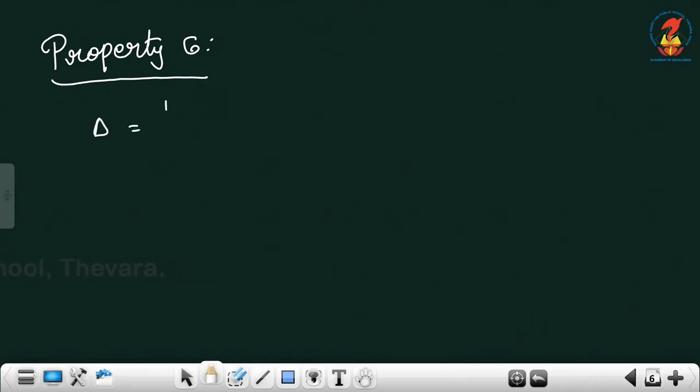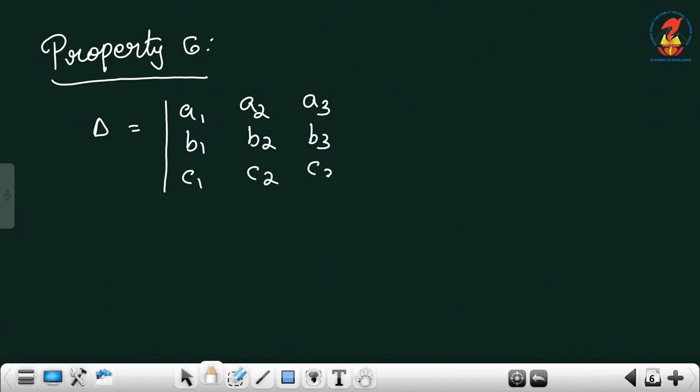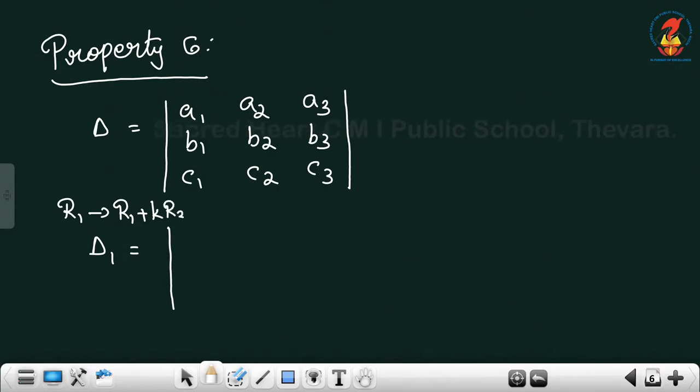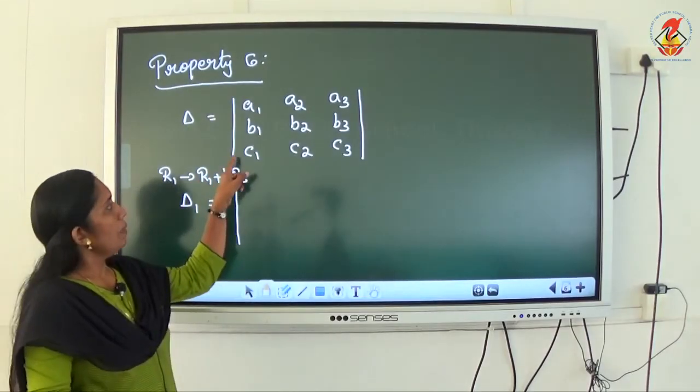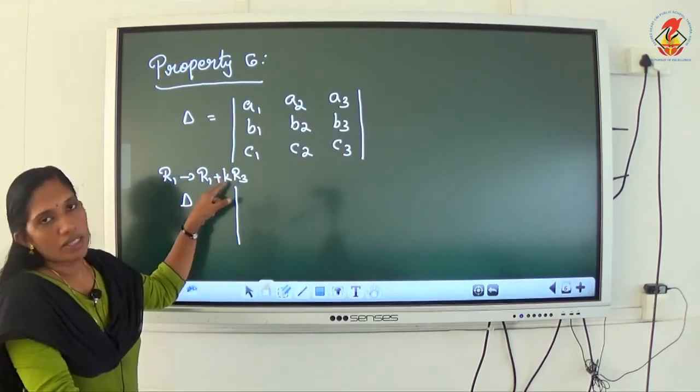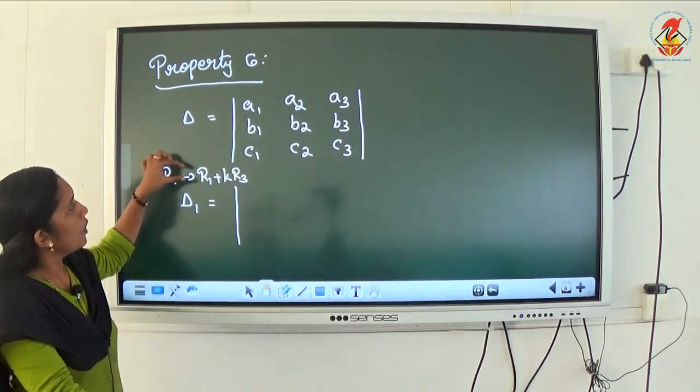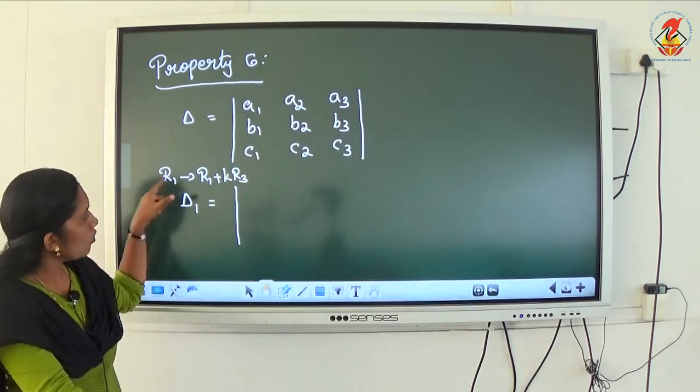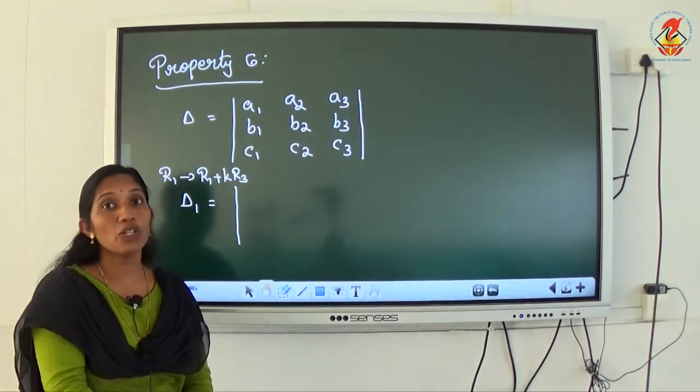Property 6: let delta be equal to the determinant with rows A1, A2, A3, B1, B2, B3, C1, C2, C3. Let delta 1 be the determinant where R1 is changed to R1 plus K R3. What is the meaning? We multiply the third row by the constant K, then that is added to the first row. This type of operation we studied in the last chapter, elementary operations.